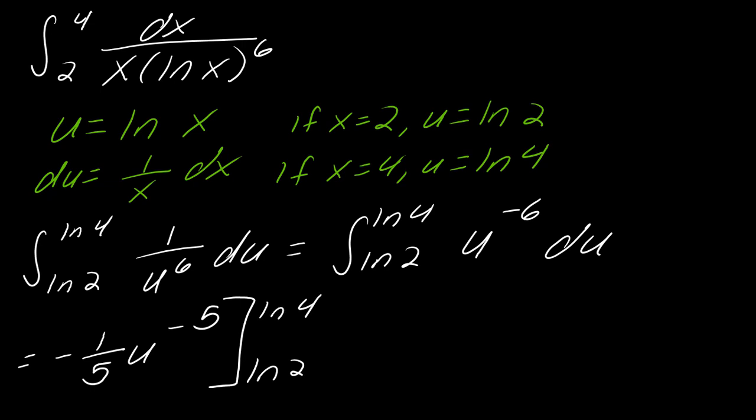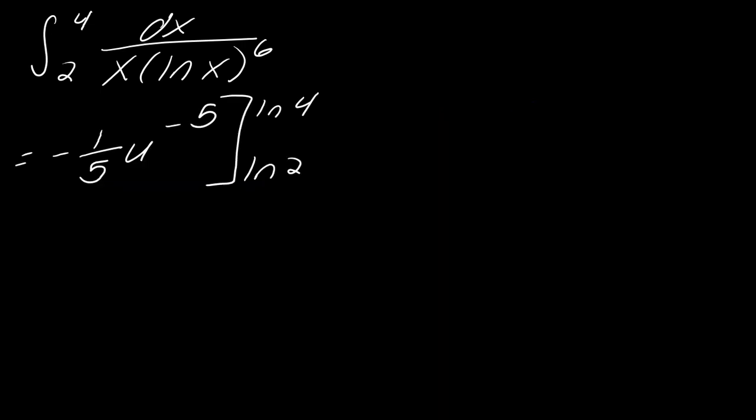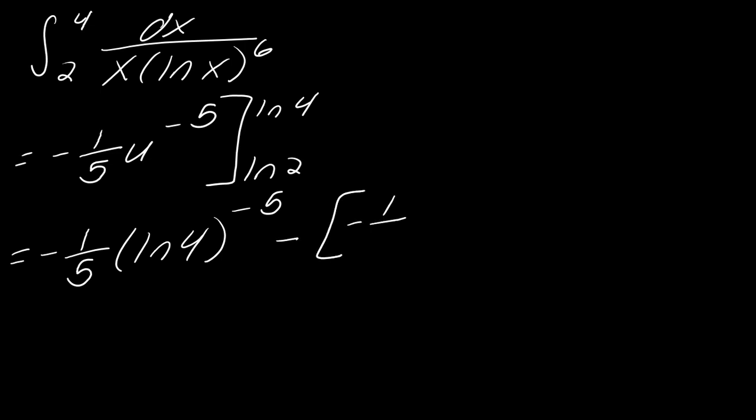Okay, so now let me clear some space. And now we can go ahead and evaluate this. I'm just going to plug in my limits of integration. So this becomes negative 1/5 times the natural log of 4 to the negative 5th, minus, and I'll use this square bracket here, negative 1/5 times the natural log of 2 to the negative 5th.